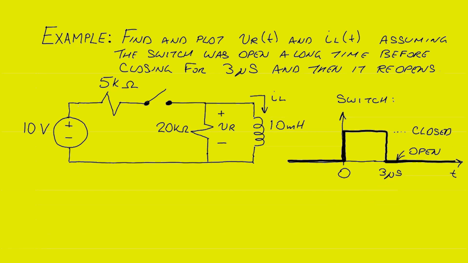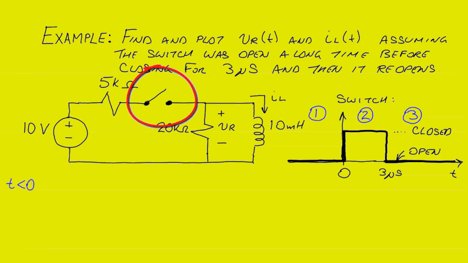To begin our analysis, we notice that we have 3 time periods. Time period 1, which is before time 0 when the switch was open, time period 2 when the switch is actually closed, and time period 3 once the switch has reopened. We need to analyze the circuit in each of these periods to determine the behavior of the voltage across the resistor and the current through the inductor. And so let's start by looking at time period 1, where t is less than 0.